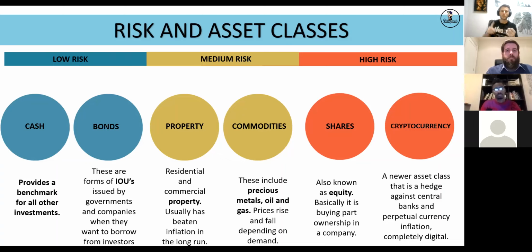So we looked at cash, bonds, property, commodity, shares, and cryptocurrency. We won't have enough time to explore them all, but we will look at shares, property, and commodities.